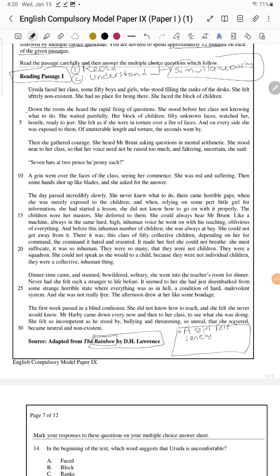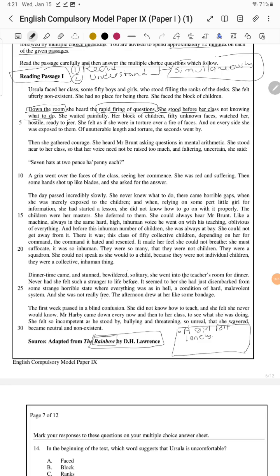Let's discuss passage number 2. Down the room, she heard the rapid firing of questions. I hope you know the meaning of rapid. It means suddenly. Firing of questions means the very noisy shout of questions. She stood means she stood before her class, not knowing what to do. She wasn't able to know what she had to do.